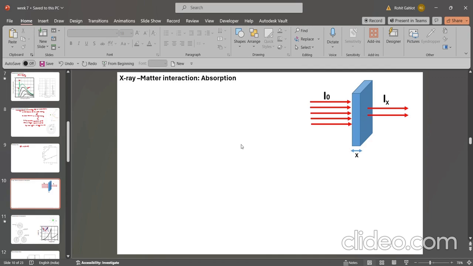Now, if we see the interaction of your X-ray with matter, with your target, generally absorption is the major phenomenon. As you can see, this is your target material of particular thickness x. As the X-ray of intensity I0 falls on it, it comes out as intensity Ix. So some of the intensity has been absorbed.